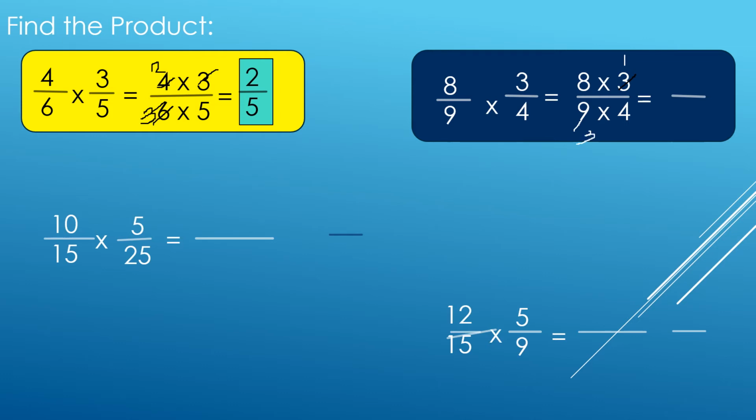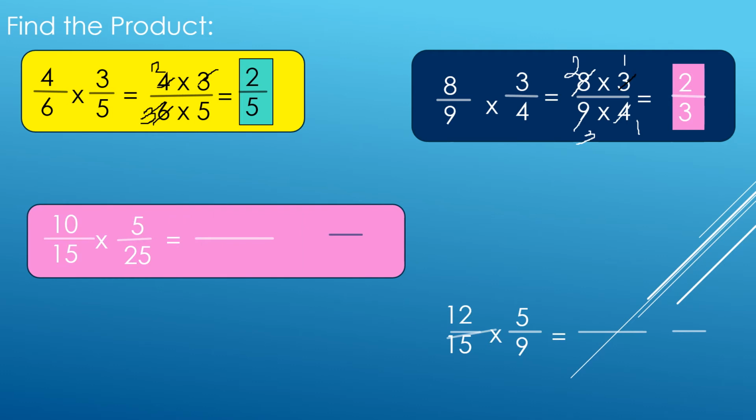Okay, then 4 and 8 by 4. So 4 divided by 4 is 1 and 8 divided by 4 is 2. So ngayon, meron na akong 2 times 1 and 3 times 1. So that is 2 over 3.